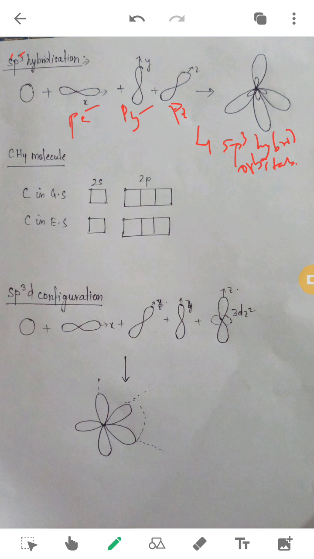Now the CH4 molecule. For the CH4 molecule, carbon in the ground state will have 2s2 and 2p2 configuration. Now it needs to form hybrid orbitals so that it goes for covalent bond formation with 4 hydrogen atoms. Now how can it go? It requires 4 hybrid orbitals. That is not possible from the ground state. We need to go from the excited state, and from the excited state what happens? One of the electrons jumps over here, and we get this.